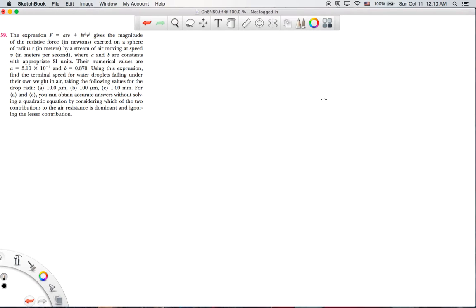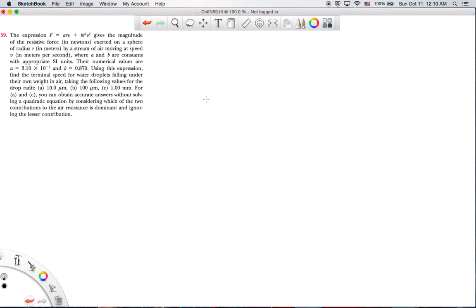Using this expression, find the terminal speed for water droplets falling under their own weight in air, taking the following values for the drop radii: A, 10.0 micrometers, B, 100 micrometers, and C, 1 millimeter. For A and C, you can obtain accurate answers without solving a quadratic equation by considering which of the two contributions to the air resistance is dominant and ignoring the lesser contribution.